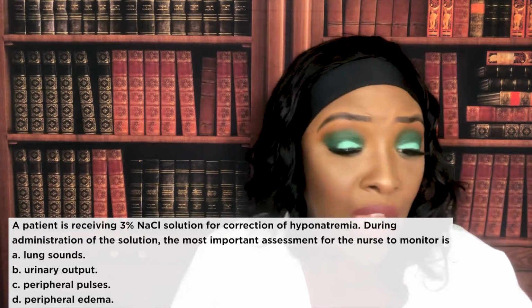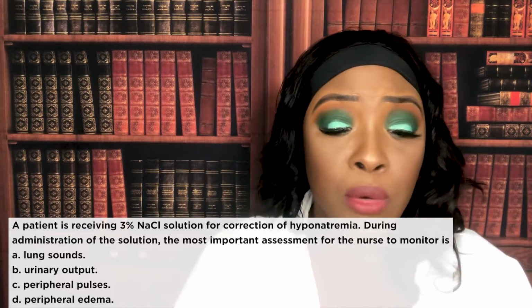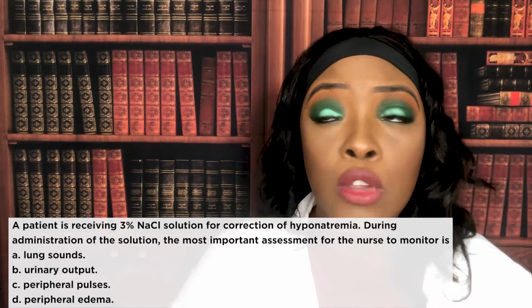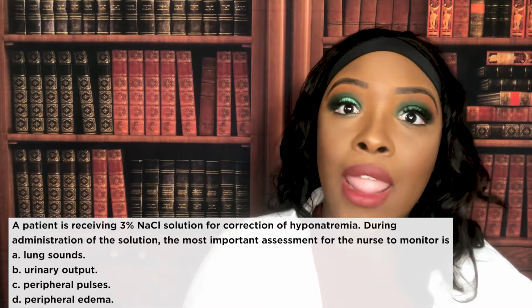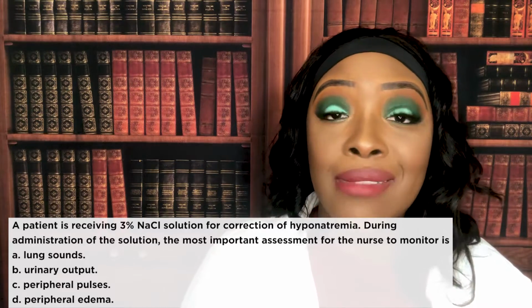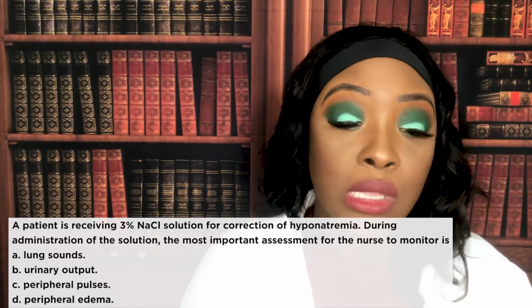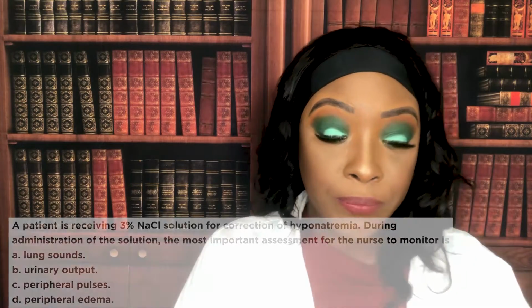So the urinary output, the peripheral pulses, peripheral edema, yes, all of those are important. All of those we want to look out for, but the most important is airway. We want to make sure that that patient has not gotten fluids in the lungs. So that's why A is a priority.